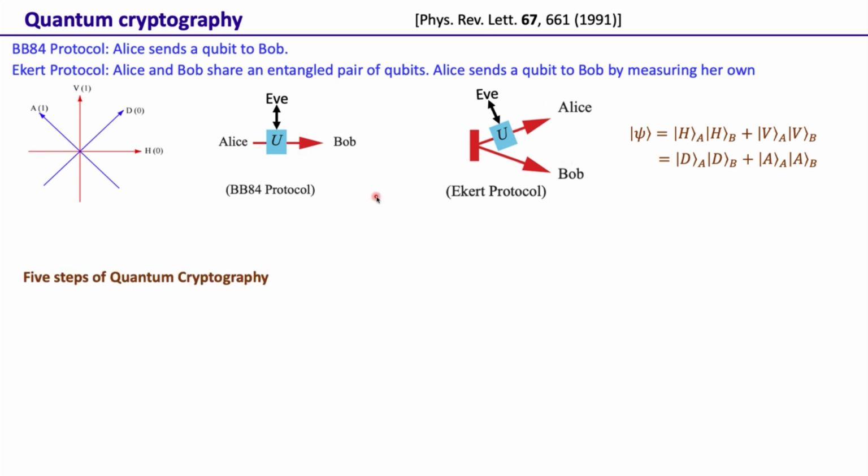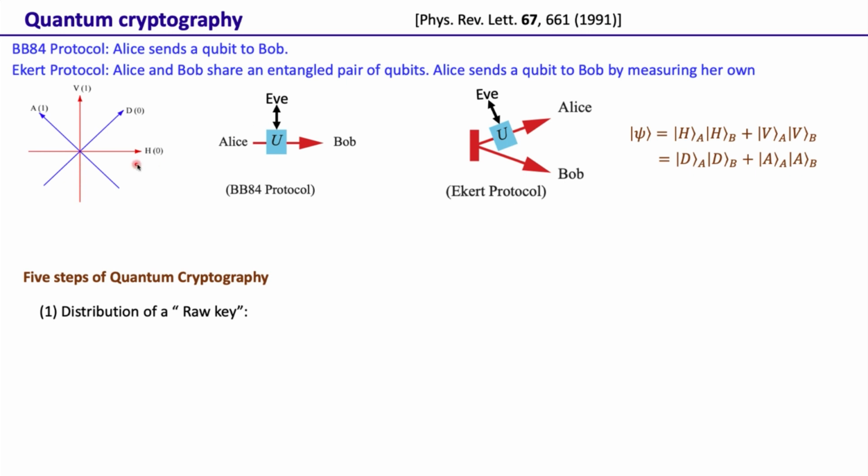Now, what are the 5 steps of quantum cryptography? In fact, we are showing this correspondence because these two protocols are pretty much the same as far as these 5 steps are concerned. So what are the 5 steps of quantum cryptography? One is called the distribution of a raw key. In this one, Alice sends a string of keys to Bob. And these keys are basically strings of 0 and 1. And here we have defined this 0 and 1.